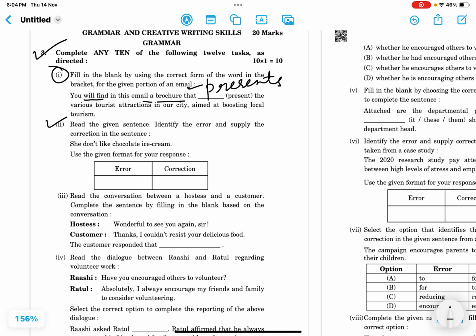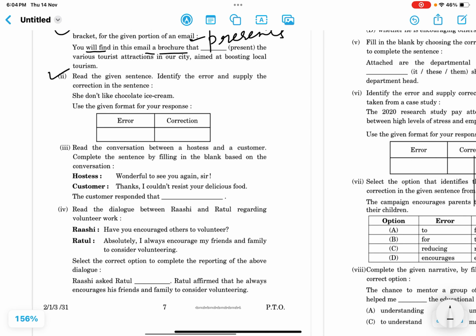Now the second question is error correction, the easiest one in this sample paper. The sentence is: she don't like chocolate ice cream. So "she don't" is the error. With "she," that is the singular subject, we always use "does not." So "don't" is the error, and "doesn't" is the correction.